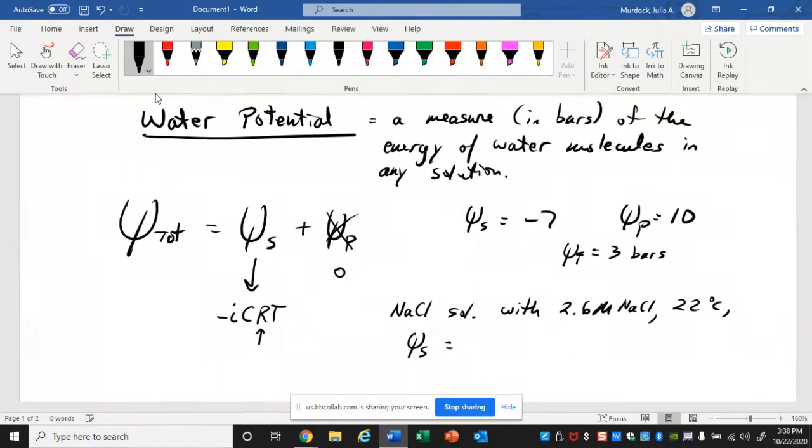Remember, R is always the same. R is 0.0831. You have to be careful with i, because i is the ionization constant, and for salt, what would that be? And temperature is in degrees Kelvin, which is Celsius plus 273. Honestly, I haven't done this problem. So plugging and chugging right along with you here.